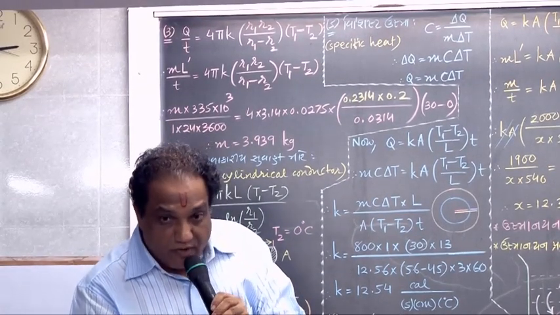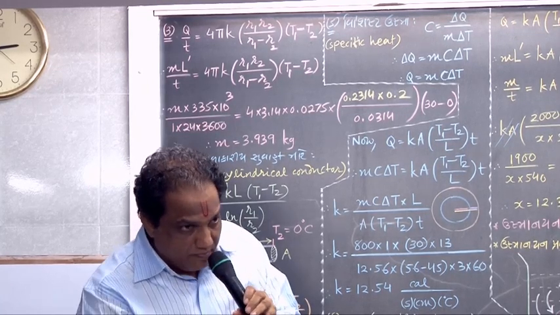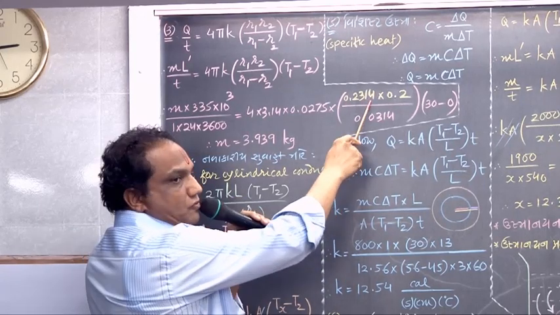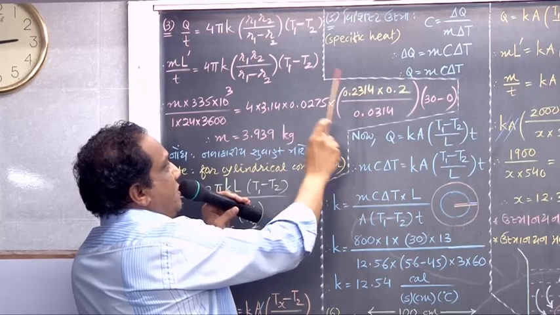Suppose I want the value in meter. Then 23.14 divided by 100 is 0.2314 meter. That is the outer radius. What about inner radius?